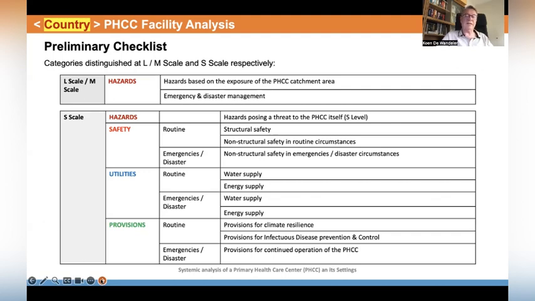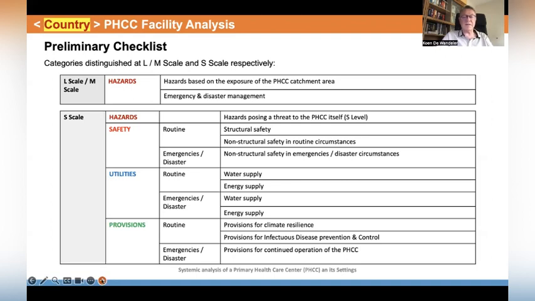We'll have to look at the utilities, routine water and energy supply, supposing that the primary healthcare center is connected to the grid. If the grid falls away, is the water and energy supply still guaranteed, and how? And how safe is this? And then finally, we'll look at the provisions, the routine provisions that are in place for climate resilience, for infectious disease prevention and control. And then in emergencies, what are the provisions that are in place to guarantee the continued operation of the primary healthcare sector?